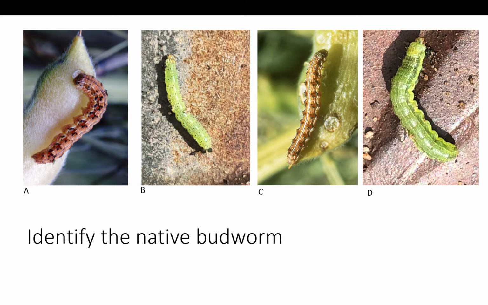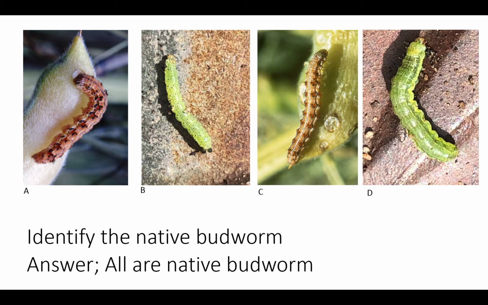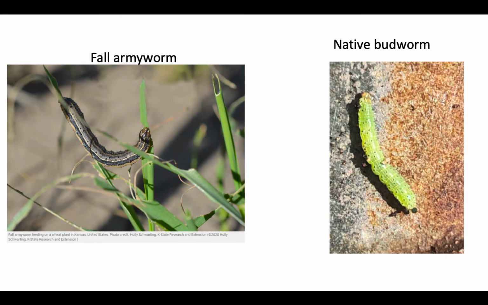Right, 14% of you got it completely correct. They're all native budworm. And the one thing that you will notice is it is very difficult to tell them apart, because some of them might have been corn earworm. We didn't actually get a very good look in those photos at the hairs on the head capsule.